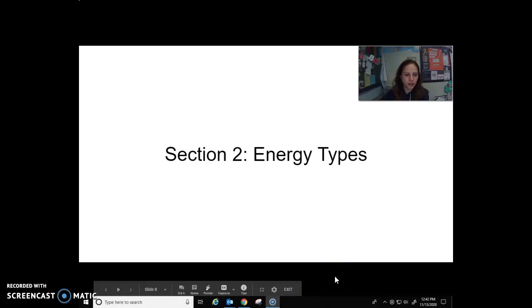Hi everybody, we are going to start talking about energy types. You'll want to at least write down the definition of each energy type, and I have underlined that for you in each slide. If you want to draw little pictures to help you remember, that would be great as well.